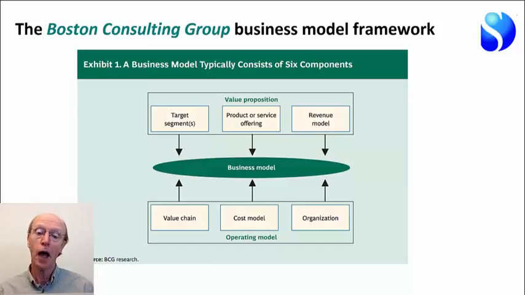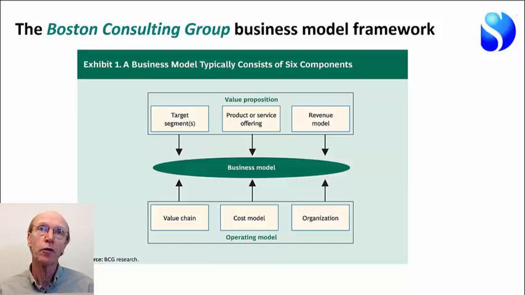At the bottom you've got the operating model, which starts with the value chain. How is cost and value added as you go through the process of developing and producing products and getting them to customers and supporting them, the costs of all that, and the organisation required to actually make it possible to operate and deliver this business. And when you put that value proposition and operating model together, that's what they call a business model.